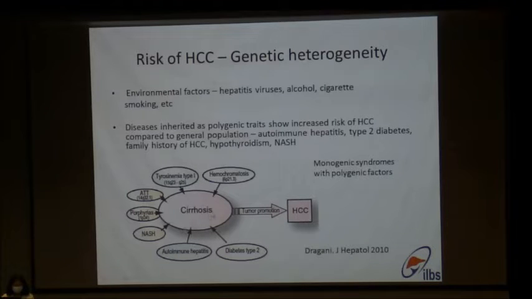So this diagram shows that there are genetic factors like porphyrias, alpha-1 antitrypsin deficiency, tyrosinemia, hemochromatosis, and along with lifestyle related factors or genetic factors like NASH, autoimmune hepatitis, diabetes type 2, leading to cirrhosis and then eventually to HCC. So this shows that monogenic syndromes along with polygenic factors contribute to causation of HCC.